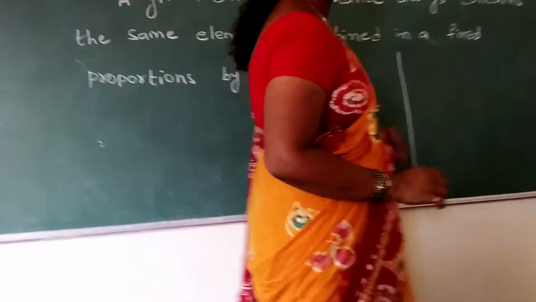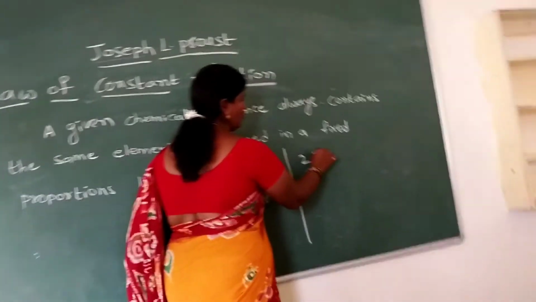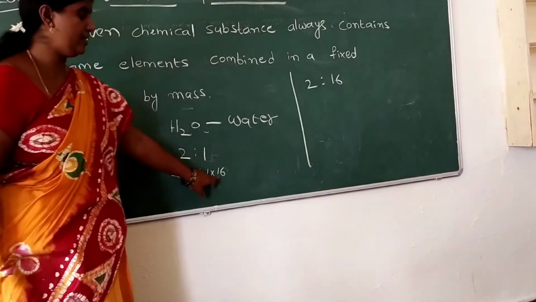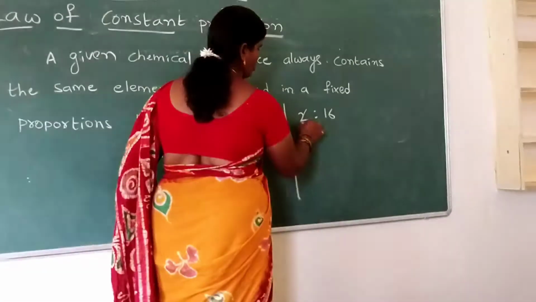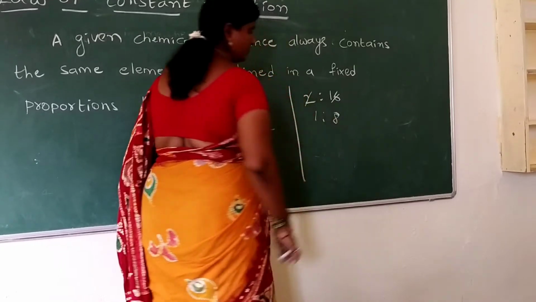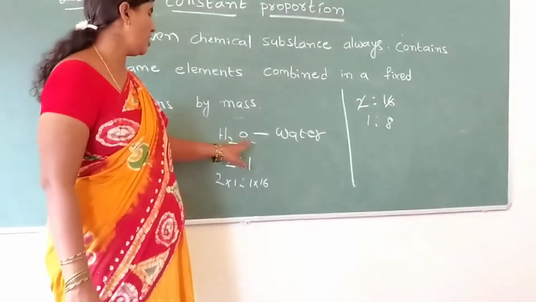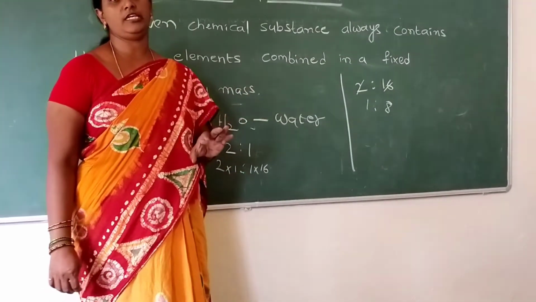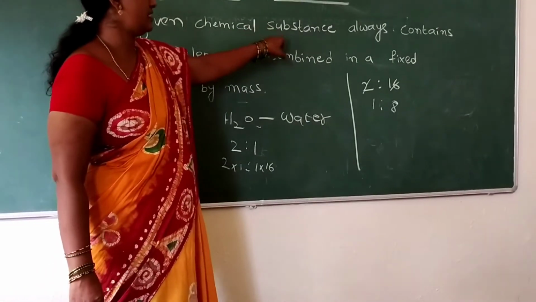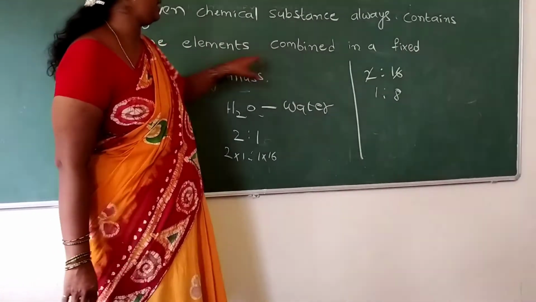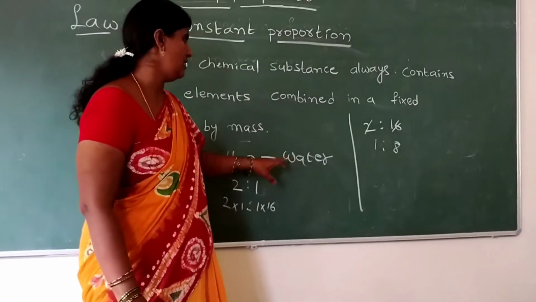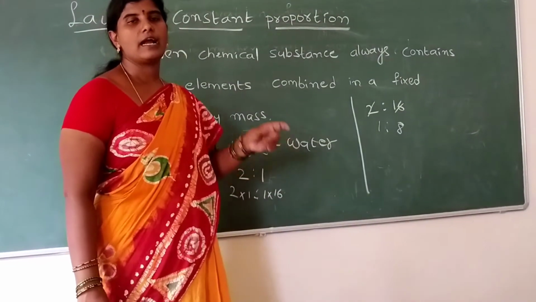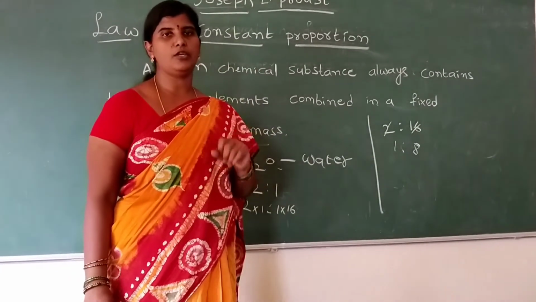Here we can observe this. 2 into 1, 2, is to 16. So what is the ratio? 1 is to 8. In the H2O molecule, these two elements are in constant proportion. Understand? A chemical substance always contains the same elements combined in a fixed proportion. That is, 2 hydrogen atoms and 1 oxygen atom combine to form a water molecule.